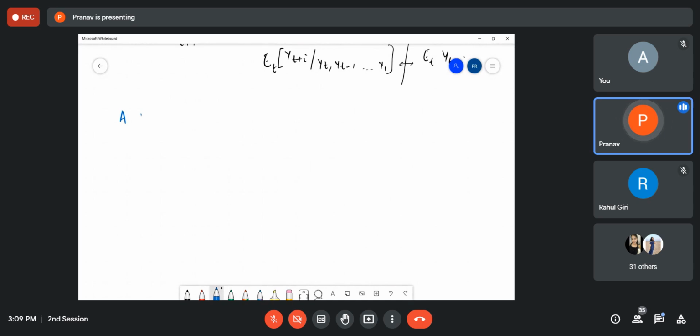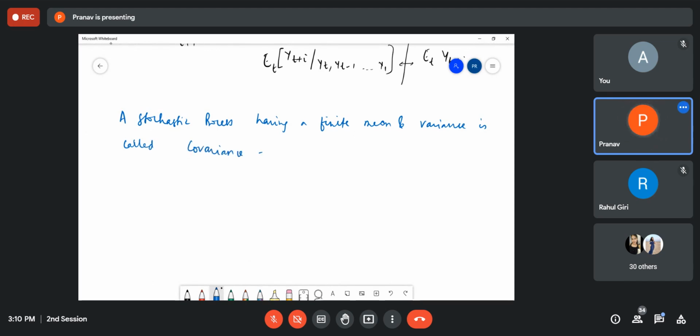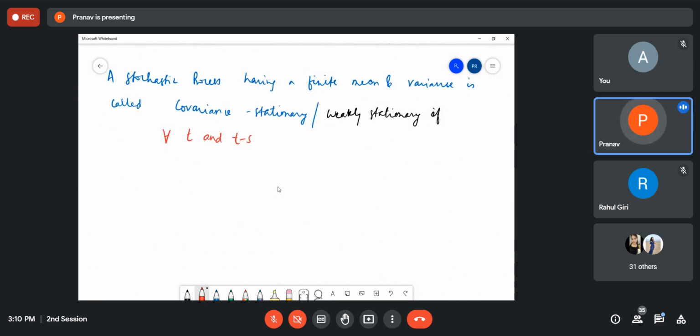A stochastic process which has a finite mean and variance is called covariance stationary, or it is also sometimes referred to as weak stationarity or weakly stationary, if for all t and t minus s, where s is your lag.